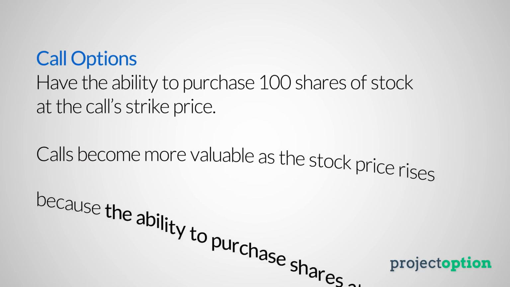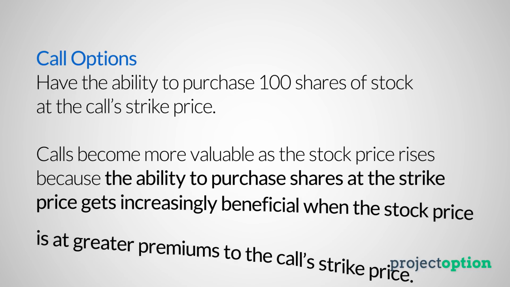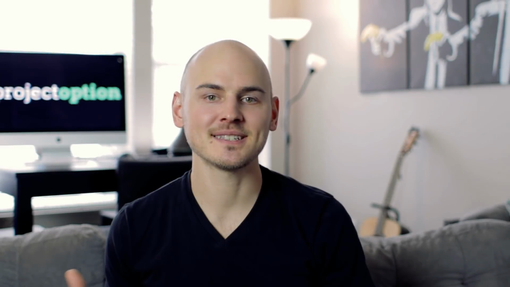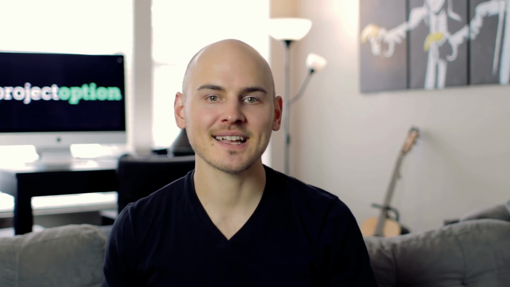Call options become more valuable as the stock price increases because call options have the ability to purchase shares of stock at the strike price, and that ability to purchase shares of stock at the call's strike price becomes more and more valuable as the stock price increases further and further above the call's strike price. Now, on the other hand, call options decrease in value when the share price falls because that ability to buy shares at the call's strike price becomes less and less valuable as the share price decreases.